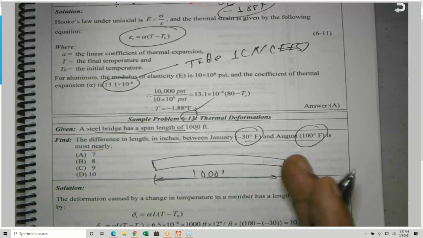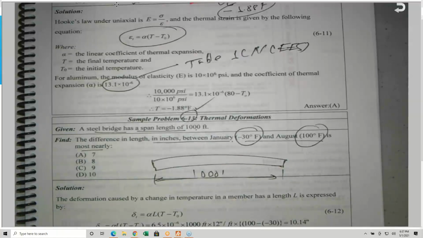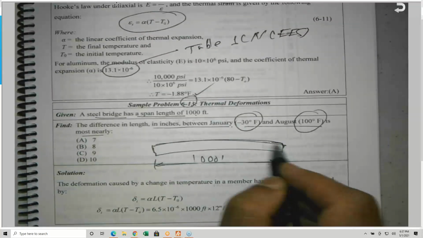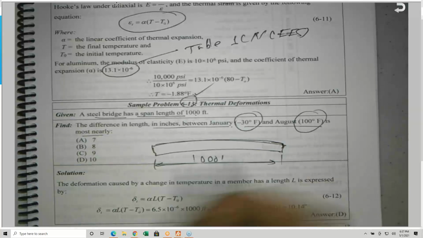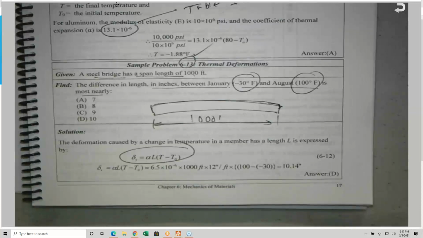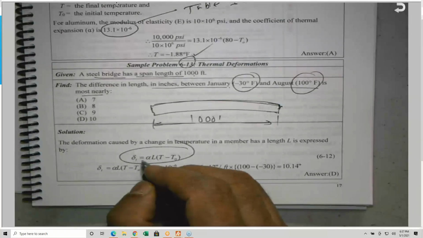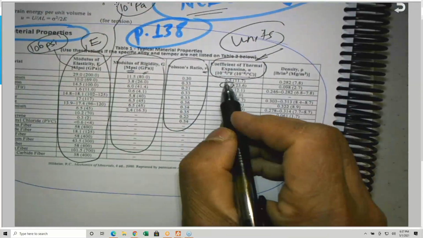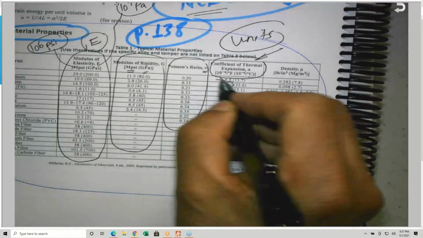Okay, so steel bridges, when they expand during the summer, must have enough room to expand without increasing the stress on the bridge. And you will learn this in bridge design later on. So here is the equation, and they plug it in. And alpha for steel is 6.5, again from the same table. Here it is, 6.5. Table 1 on page 138.